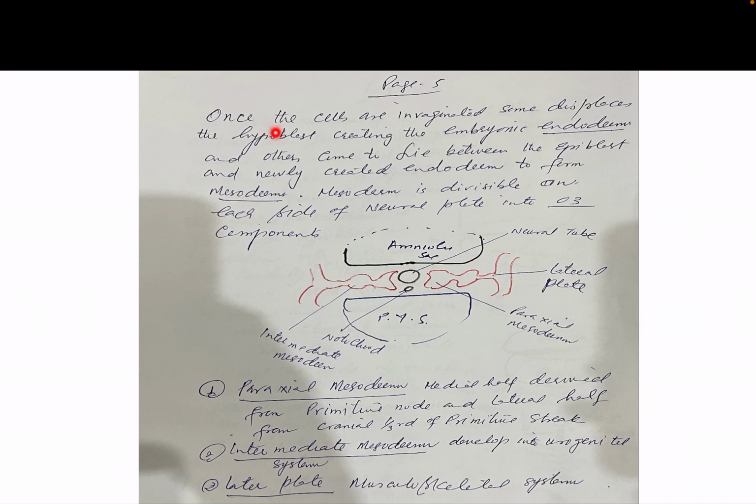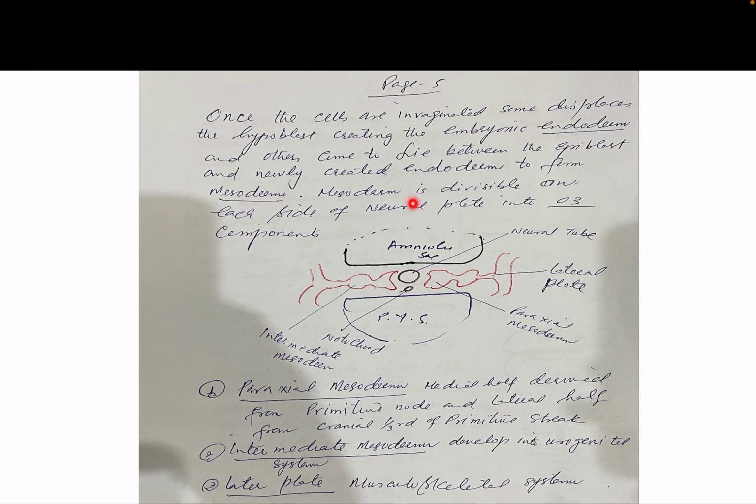Once the cells are invaginated, some displace the hypoblast, creating the embryonic endoderm, and others come to lie between the epiblast and the newly created endoderm to form the mesoderm. As I told you, when the primitive streak cells migrate down, they displace the endoderm from the ectoderm or epiblast and occupy the space between epiblast and hypoblast.